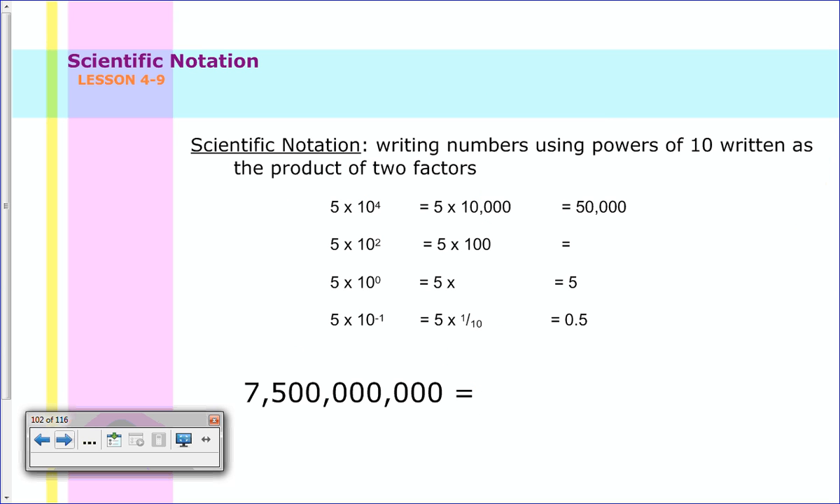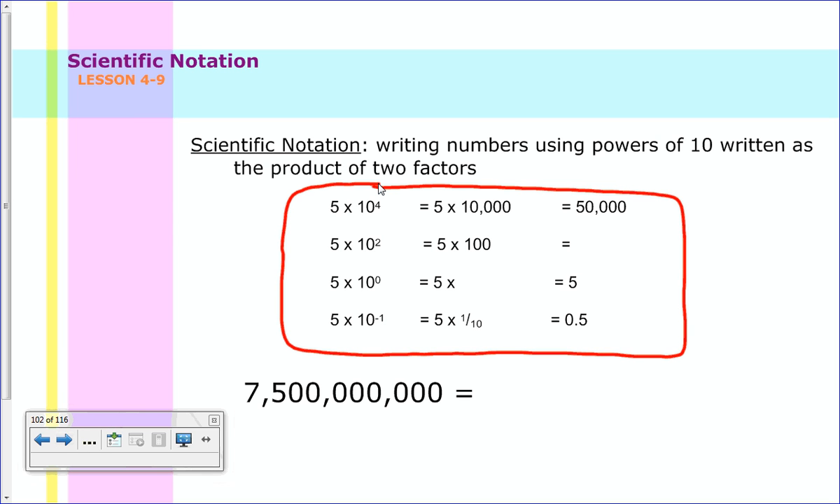Now we're going to jump right into scientific notation. When we talk about scientific notation, that's when we write numbers using powers of 10. And this is with a product of two factors. We write them as a product of two factors. For example, I have a table listed below that I'm just outlining in red. All right, so we did the first one for you. We have 5 times 10 to the 4th power.